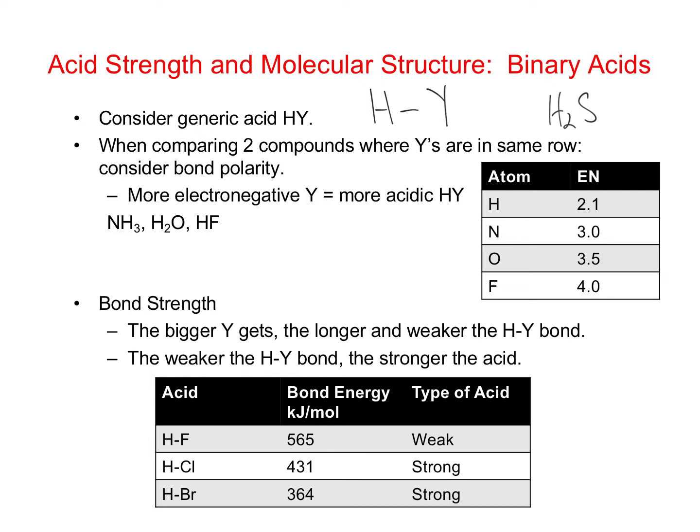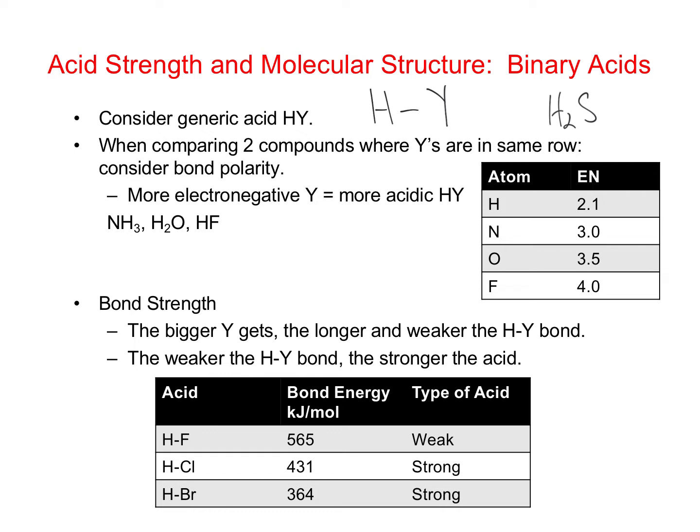And so if we consider ammonia, water, and HF, these could all be generally considered as having the structure of binary acids, and we see that as we go from nitrogen to oxygen to fluorine, the electronegativity of that nonmetal increases. And so when we think about the strength of these, we would have predicted that HF is the stronger acid. And based on what we know about these compounds, that's certainly true.